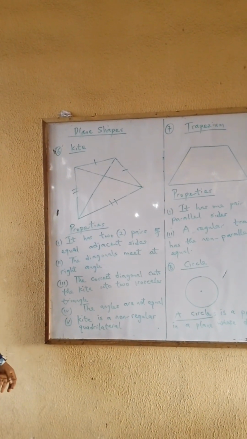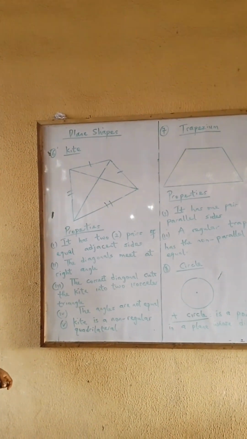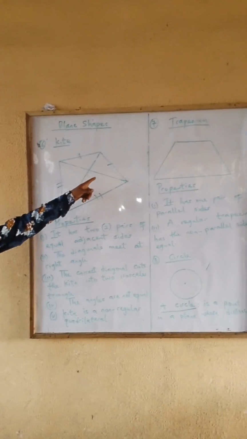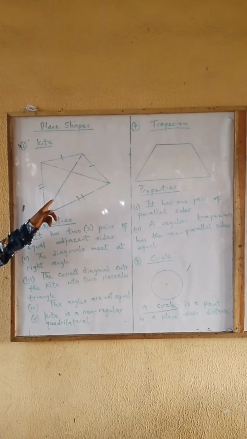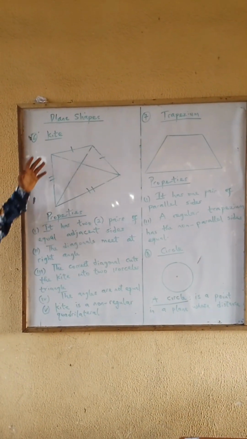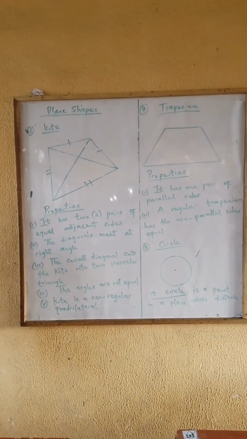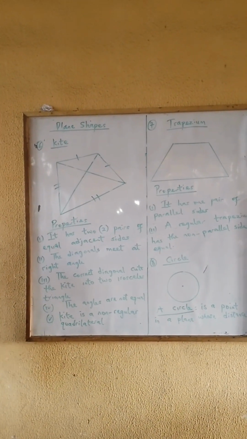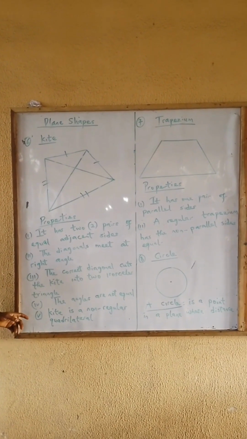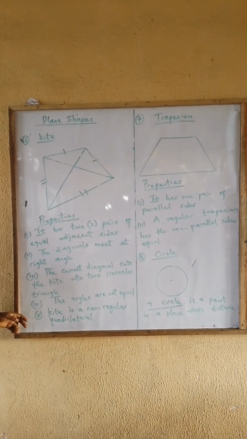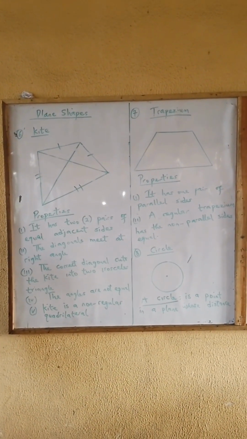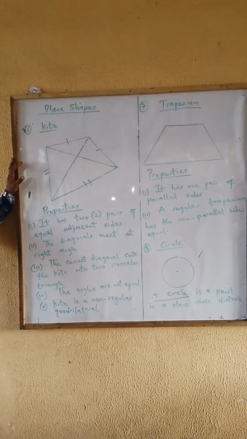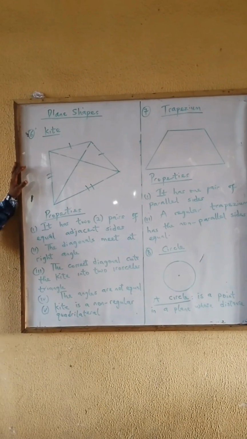The diagonal cuts the kite into 2 isosceles triangles. By the time this diagonal cuts this kite, we are going to have 2 isosceles triangles. The angles are not equal, and we have to know that a kite is a non-regular quadrilateral. It is true that it has 4 sides, but it's not a regular quadrilateral.